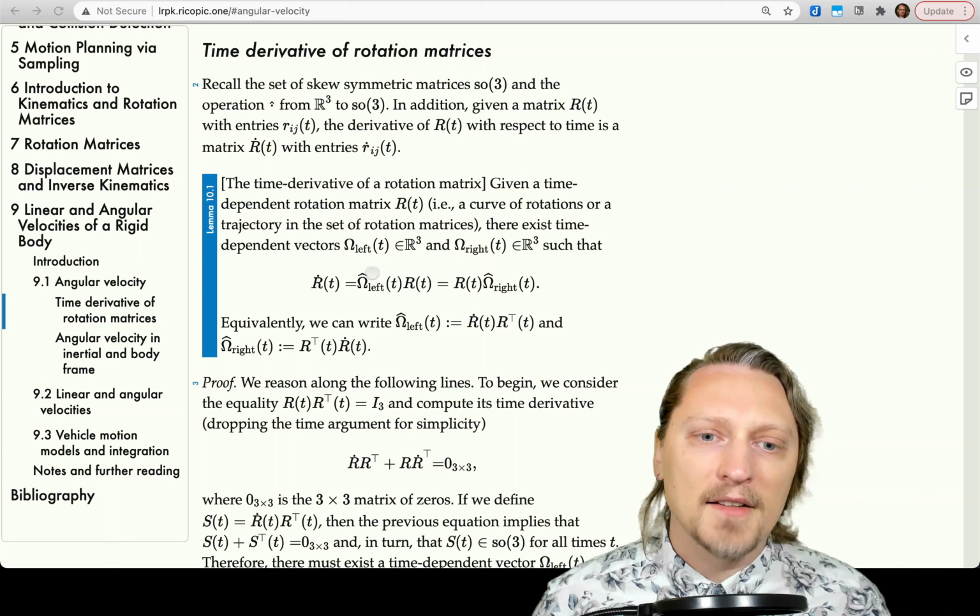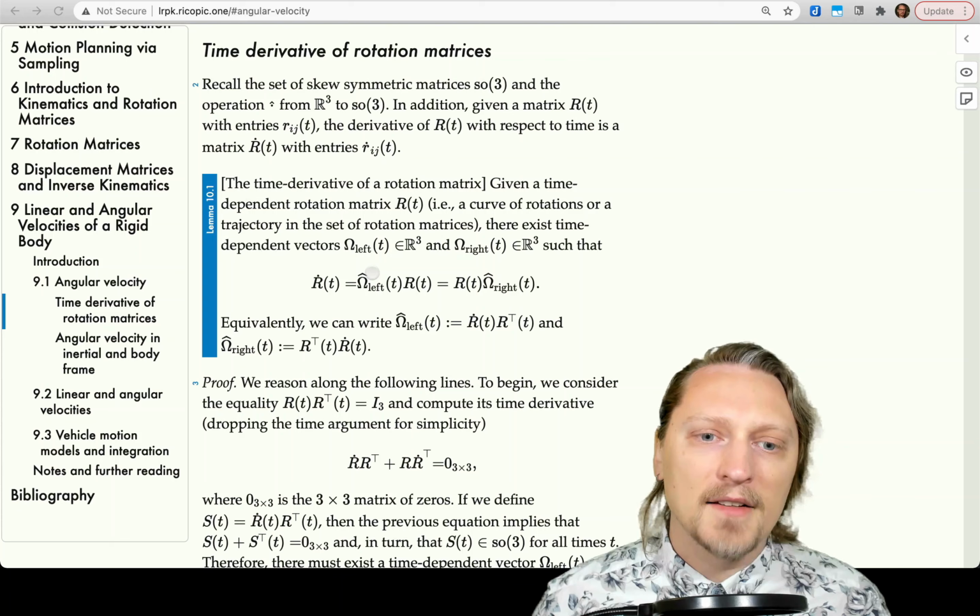All right, 9.1, Angular Velocity. Part of chapter 9, Linear and Angular Velocities of a Rigid Body. We first perform some insightful calculations on rotation matrices and then explain their meaning as the body angular velocity in inertial and body frame, respectively. Time derivative of rotation matrices.